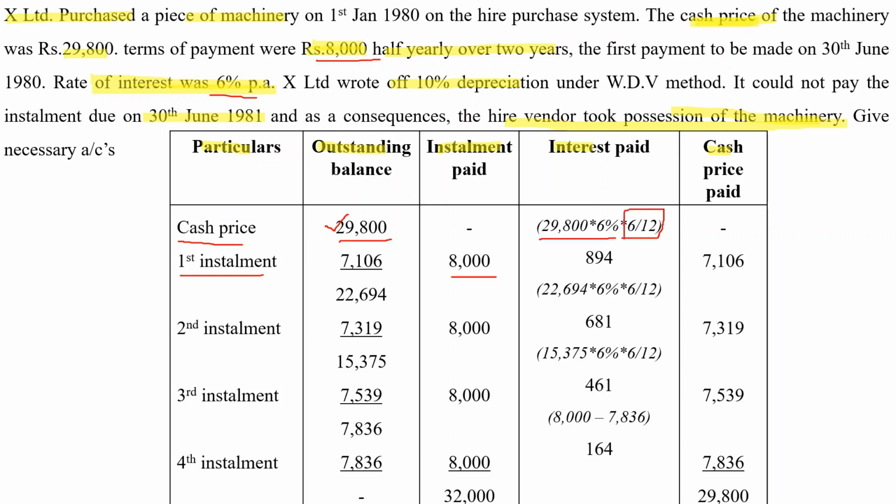Why am I doing this 6 by 12 calculation? The periodicity of installment is half yearly, that is every 6 months an installment is being paid, and the interest of 6% is per annum. 6% is annual interest, but we want to know the interest for 6 months. Normally in other calculations we won't do this 6 by 12 because it will be a yearly payment. Here it is a half yearly payment. So 29,800 into 6% into 6 by 12 will give you 894 as your interest.